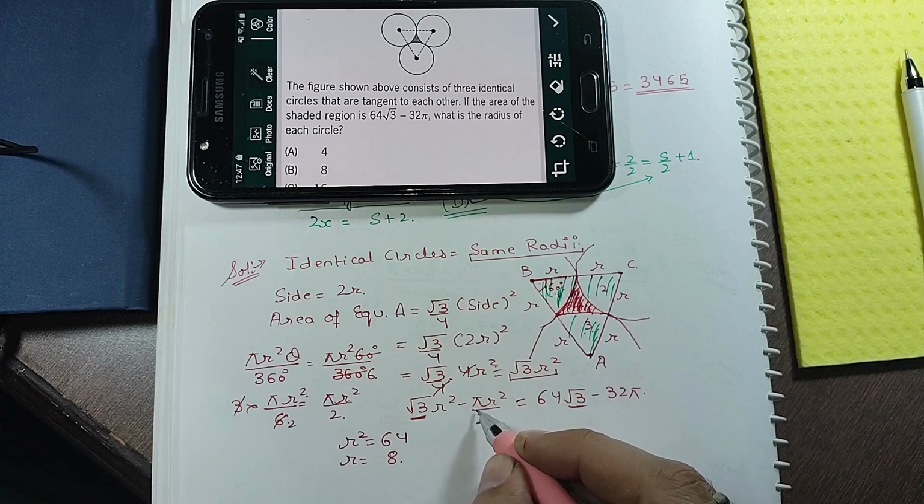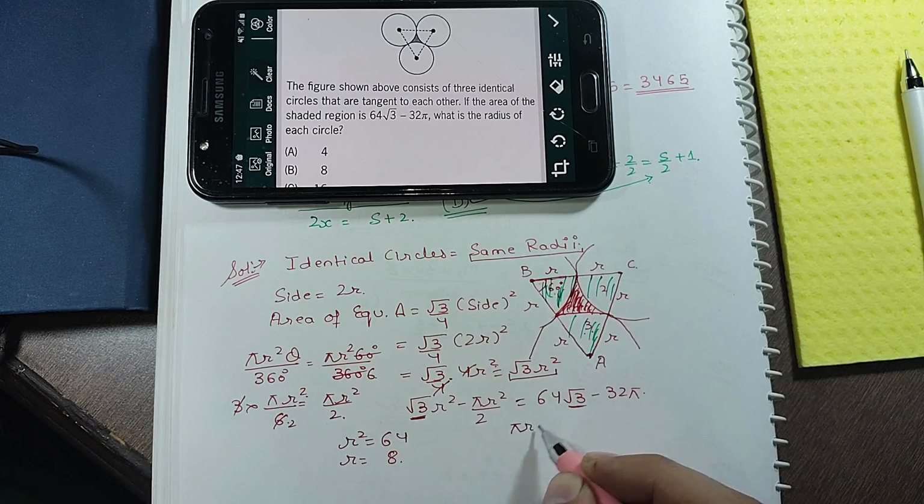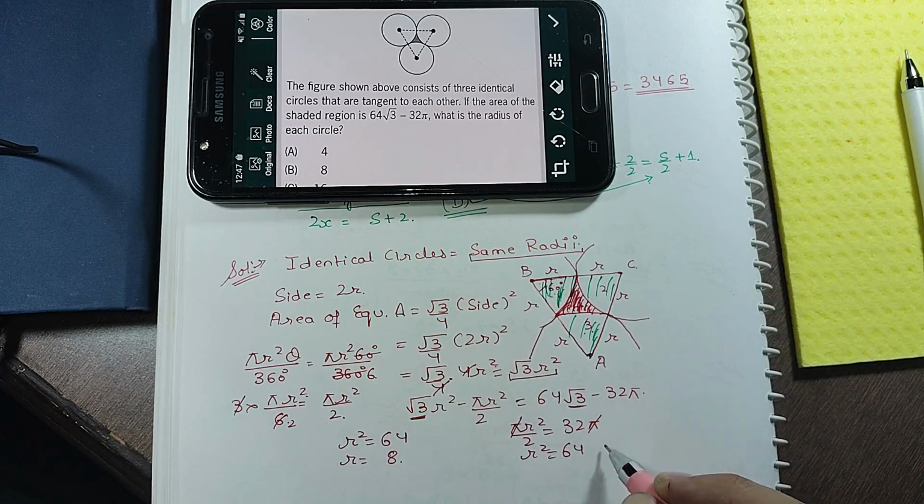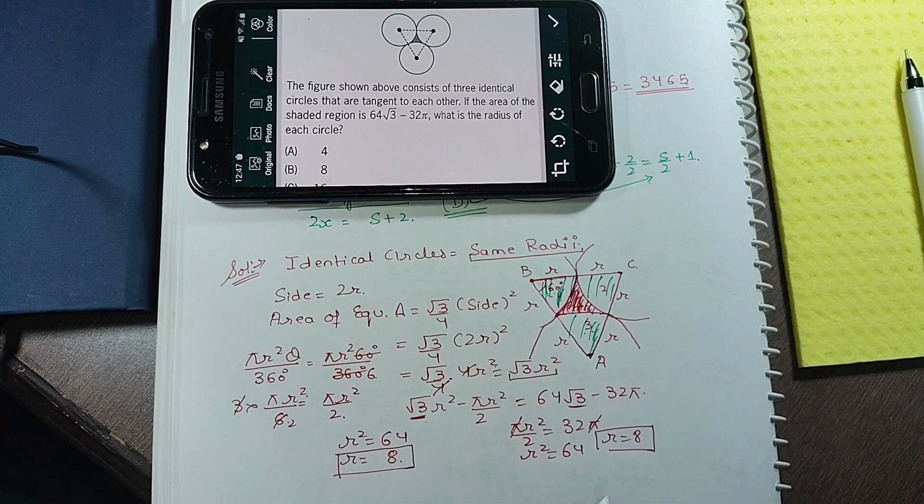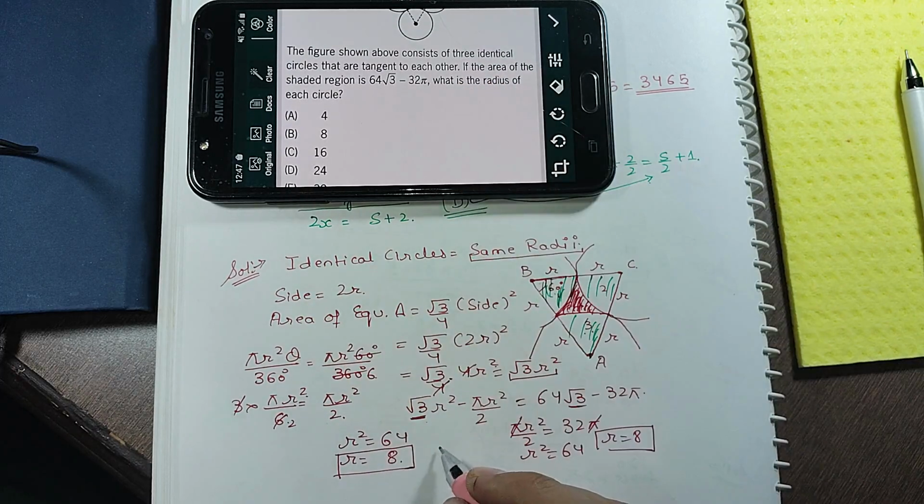Or minus pi r square by 2. Pi r square by 2 is represented by 32 pi. Pi gets cancelled, r square is equal to 64. So again r is equal to 8. So you can compare it from any of these two, right? So the radius comes out to be 8. So the right option for this question is option B, 8.